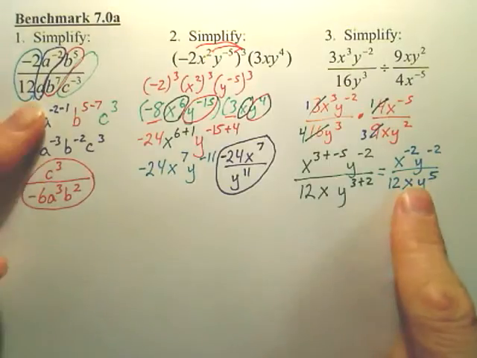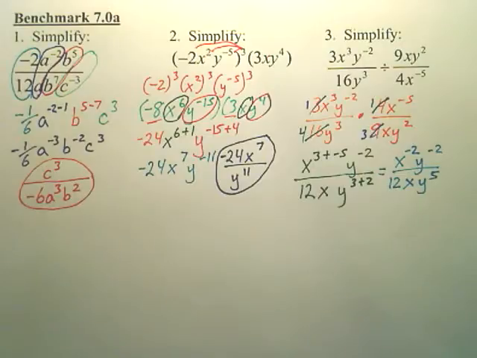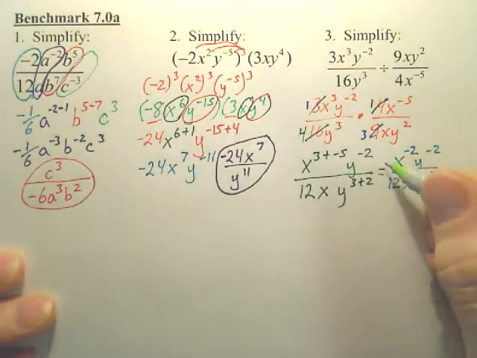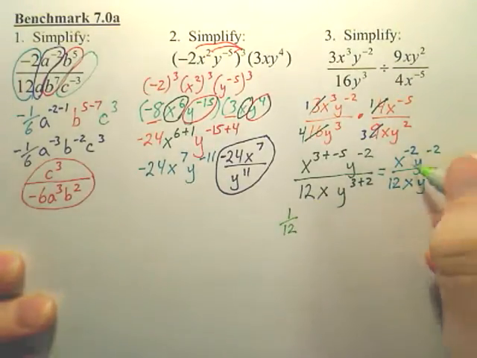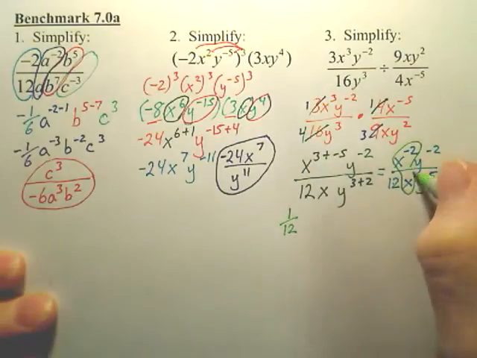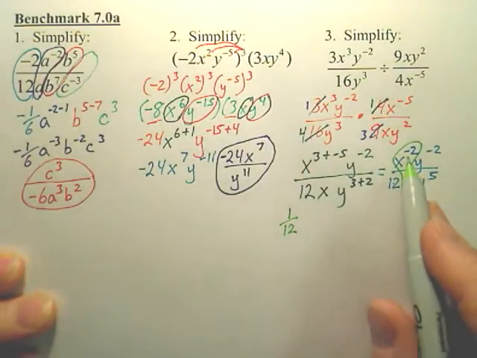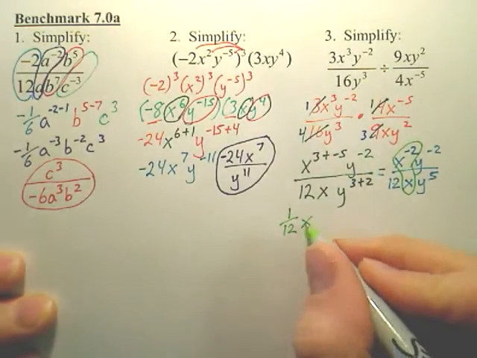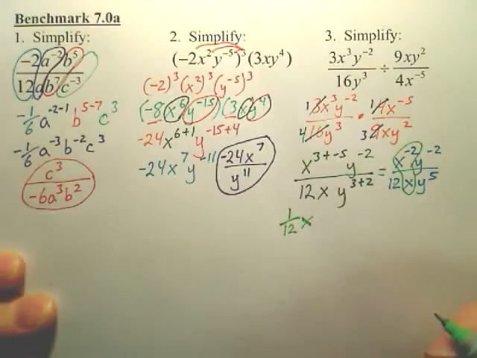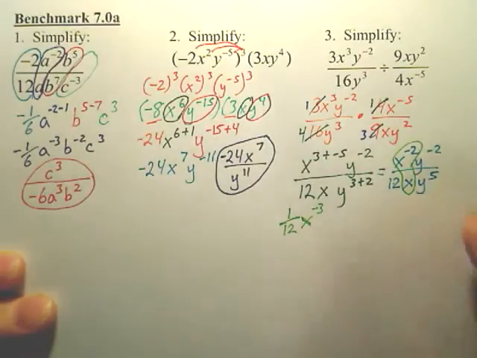So now does this look all like the first problem? It does. So we now take care of it like the first problem. Does a 12 have anything to reduce with above? No. So it's simply going to be 1/12. Now let's look at the x's. This is 1 over 12. Negative 2 minus 1. This is going to be x to the what? Negative 2 minus 1 is x to the negative third.